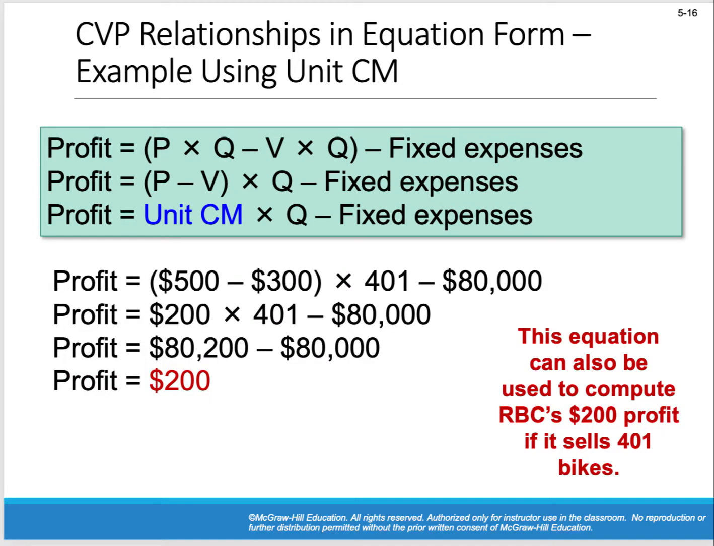So, let's beat a dead horse again. Let's look at our example, right? What is our unit contribution margin? Well, it's $200. If we multiply that unit contribution margin of $200 times our quantity, which again is 401, we get the total contribution margin of $80,200. We subtract out our fixed expenses. Guess what? Profit is still $200.